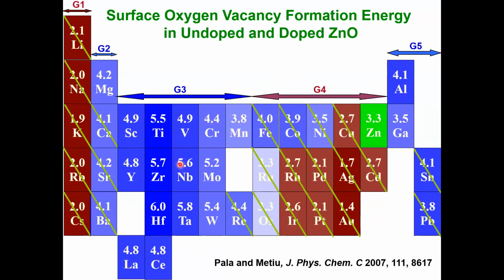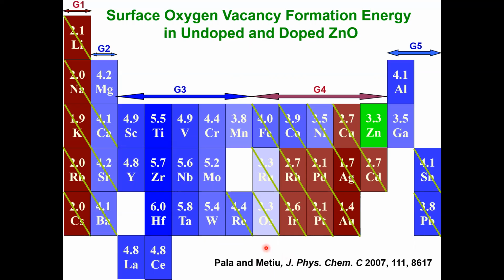Many of these dopants do not go to the surface. There are some dopants that may go to the surface, but much of them are segregated to the bulk, so their influence on oxidation activity will not be that great. If you're interested in this entire screening, you can look at the manuscript.